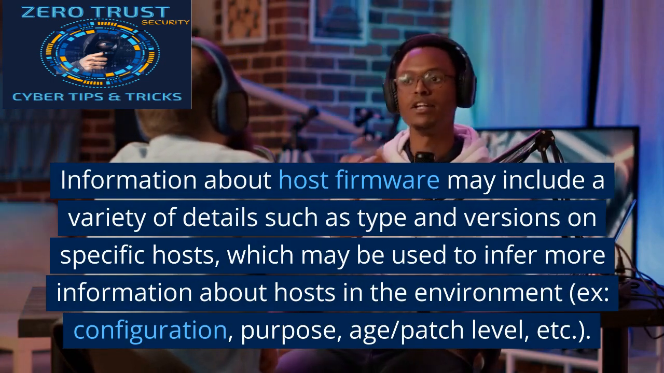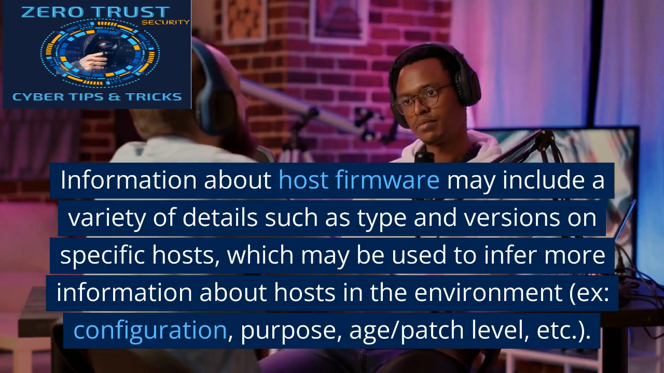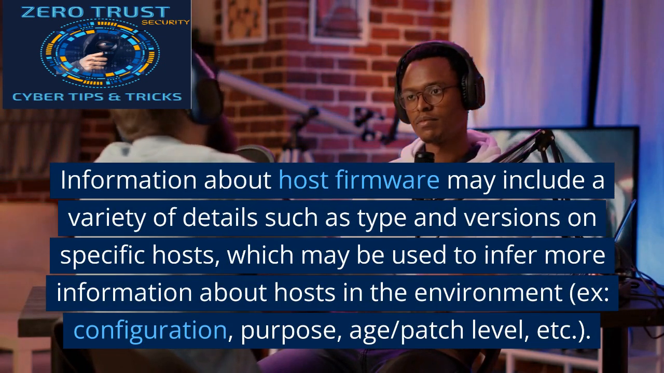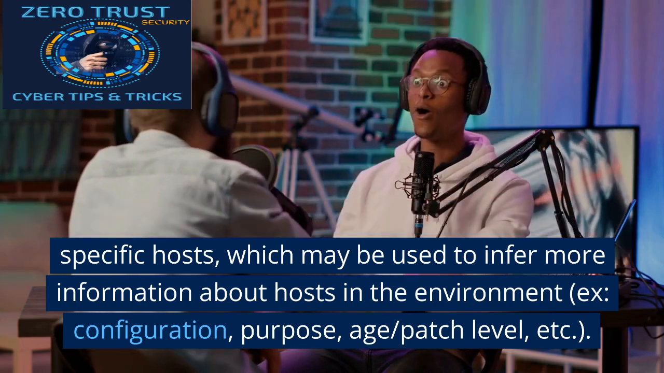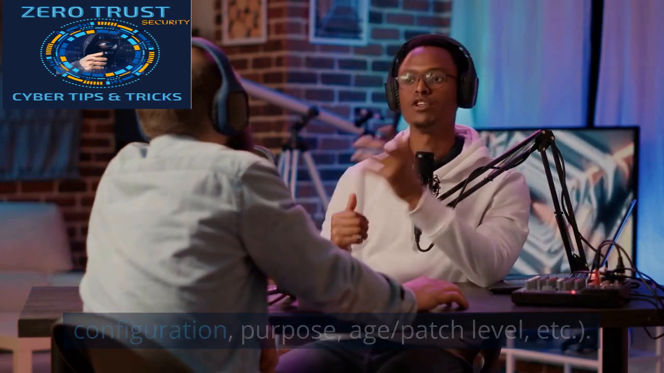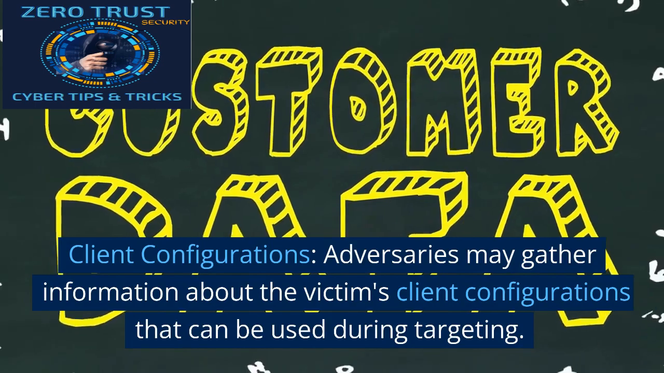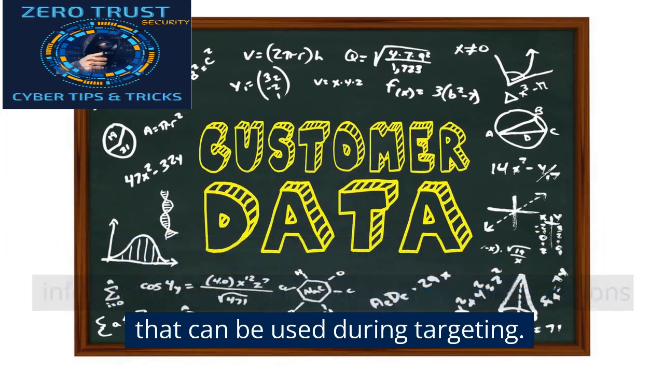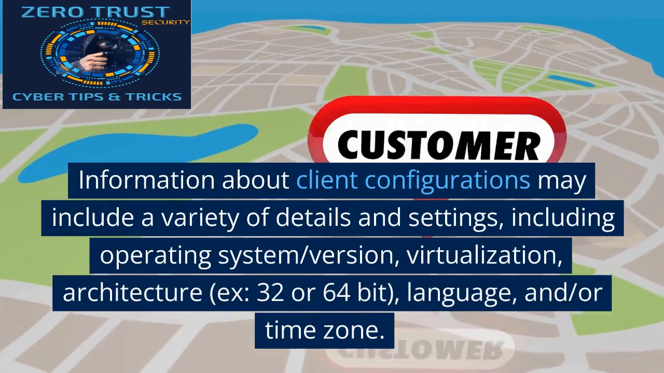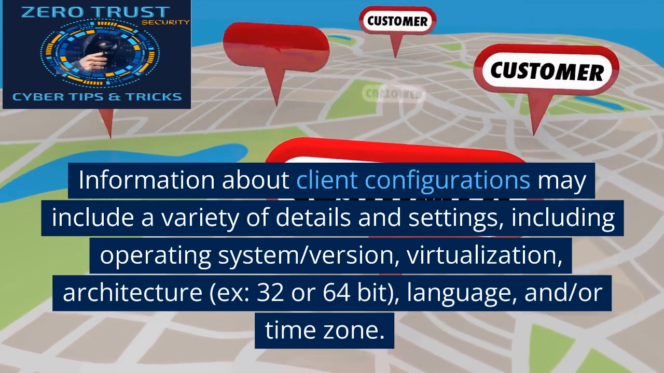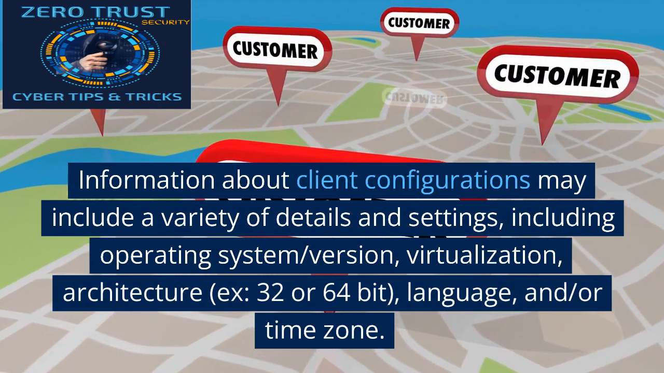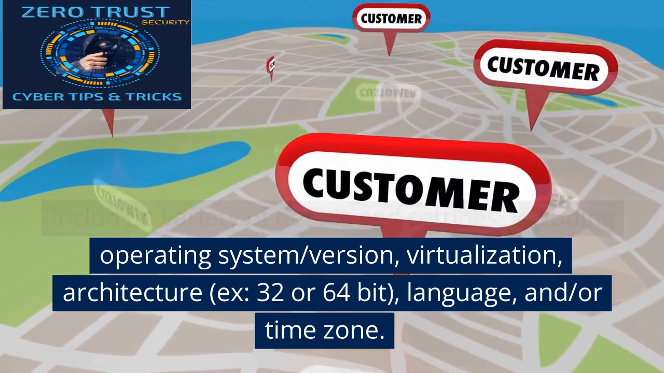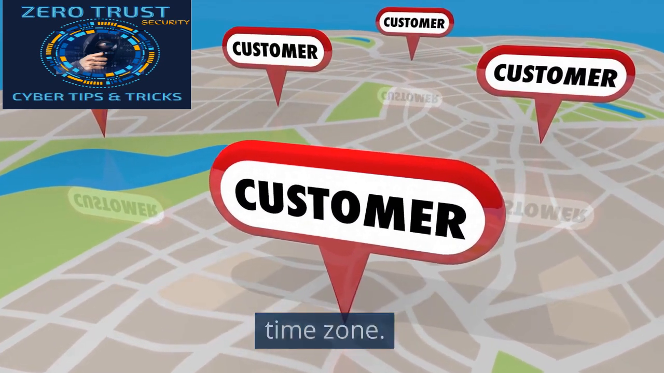Information about host firmware may include a variety of details such as type and versions on specific hosts, which may be used to infer more information about hosts in the environment, configuration, purpose, age, patch level, etc. Client configurations. Adversaries may gather information about the victim's client configurations that can be used during targeting. Information about client configurations may include a variety of details and settings, including operating system, version, virtualization, architecture, 32 or 64-bit, language, and/or time zone.